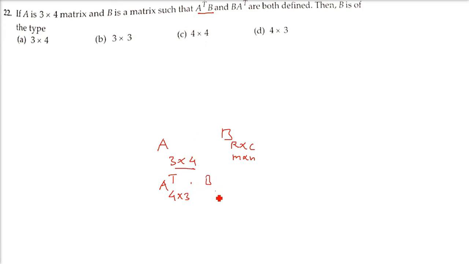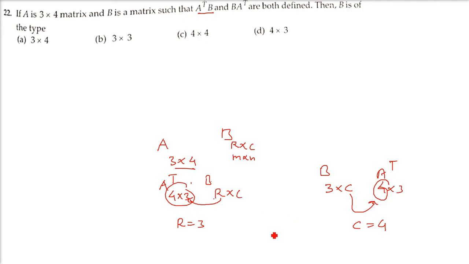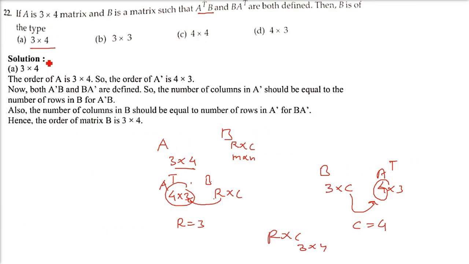Now A transpose into B is defined. So the row of B has to be equal to 3, because the column of A transpose has to be equal to the row of B. Now B into A transpose is also defined. So B is 3 into C. We don't know C. What is A transpose? It is 4 cross 3. Now B into A transpose is also defined, so the column has to be equal to 4. So the row is 3 and column is 4. So B is of type 3 cross 4. A is the answer.